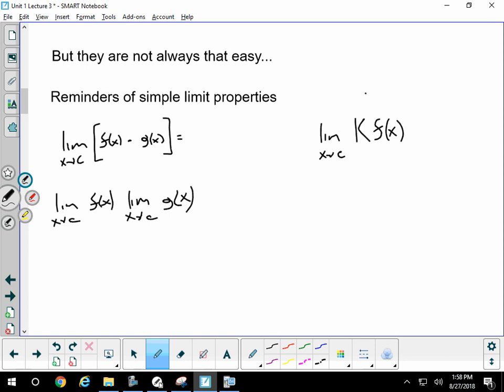If I have a constant, we'll call this k a constant, just a value, times a function, we can actually just pull out the constant, multiply that constant by the limit of the function. Okay, so that's another tool that we will use to find these limits.